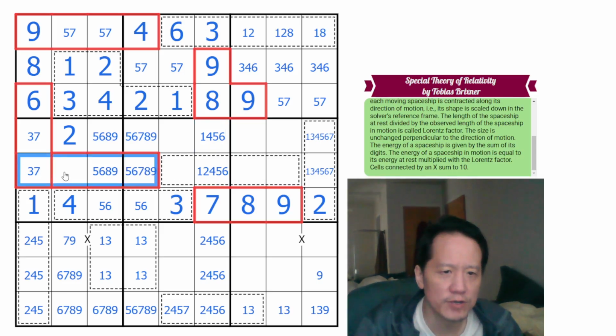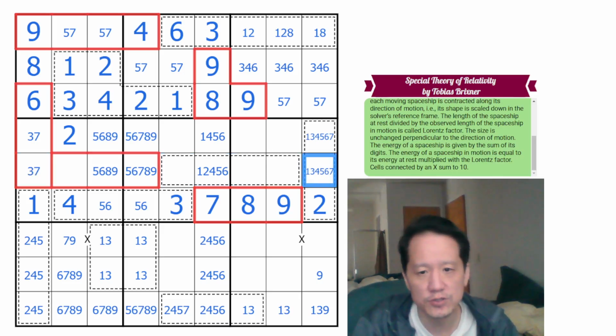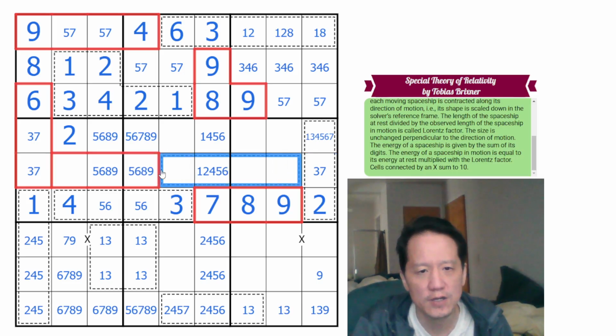So again, this is what? 15, 20. This is 20. This is 15. So that means this adds up to 10. So this must be a 3 or a 7, which eliminates 3 and 7 from the rest of the row.